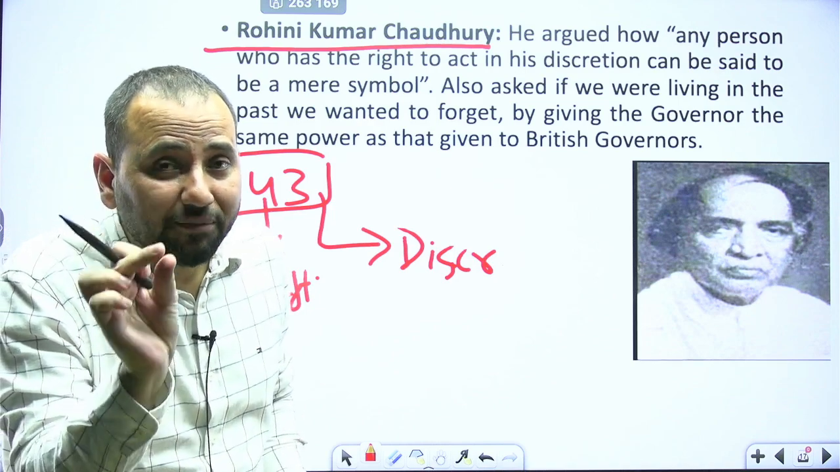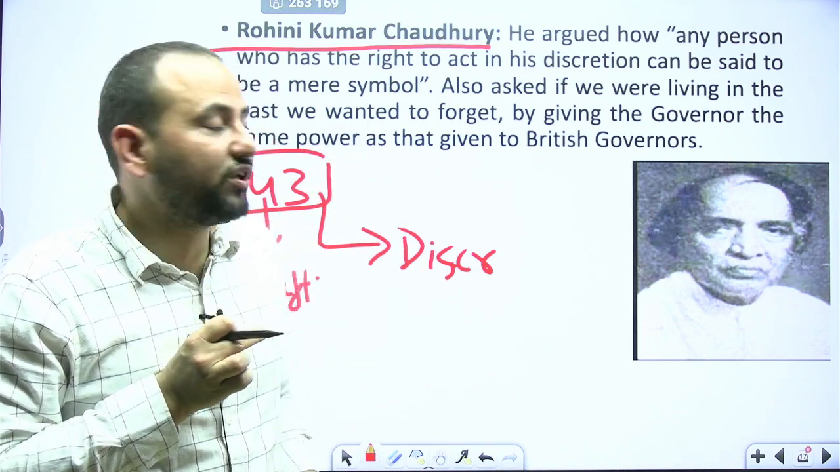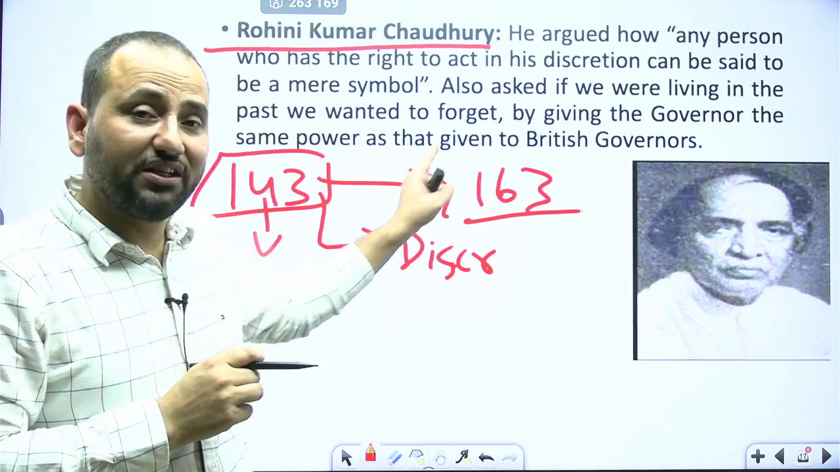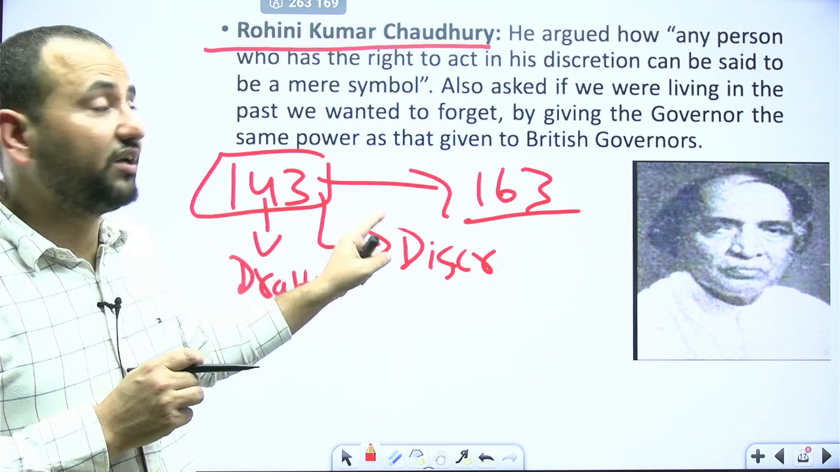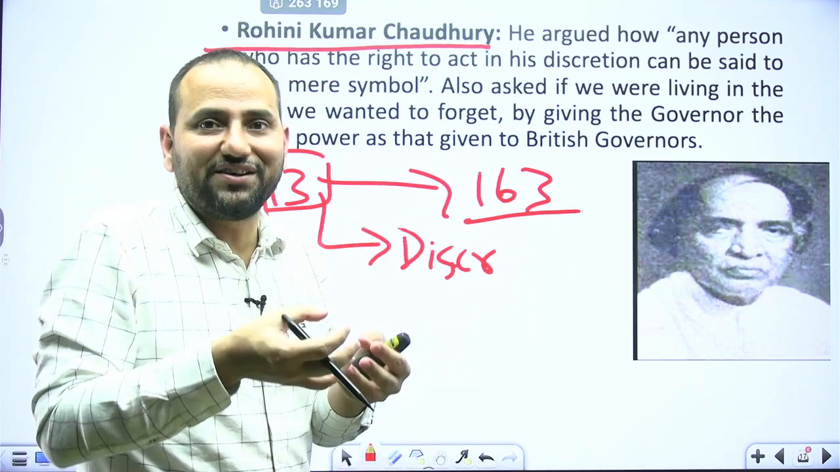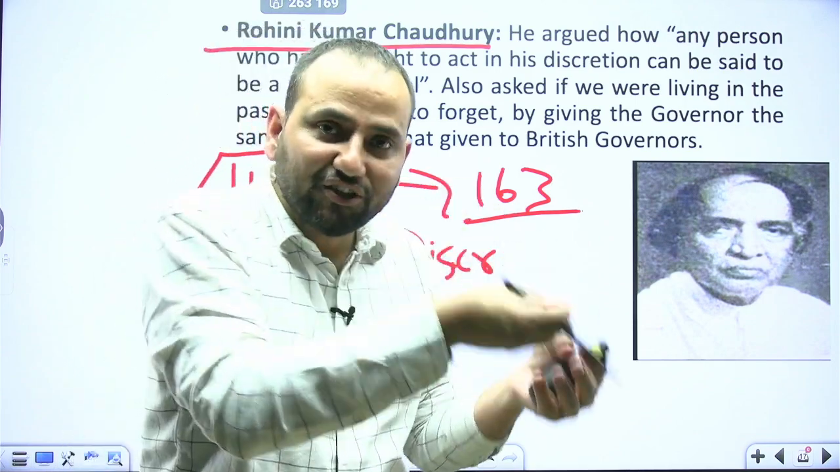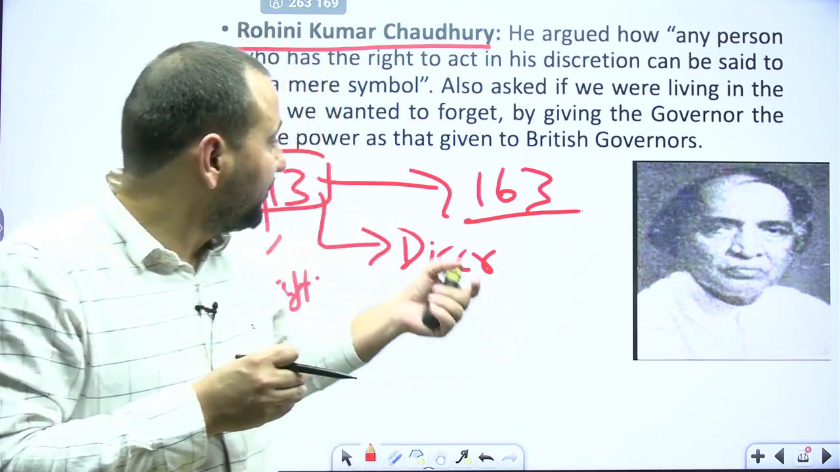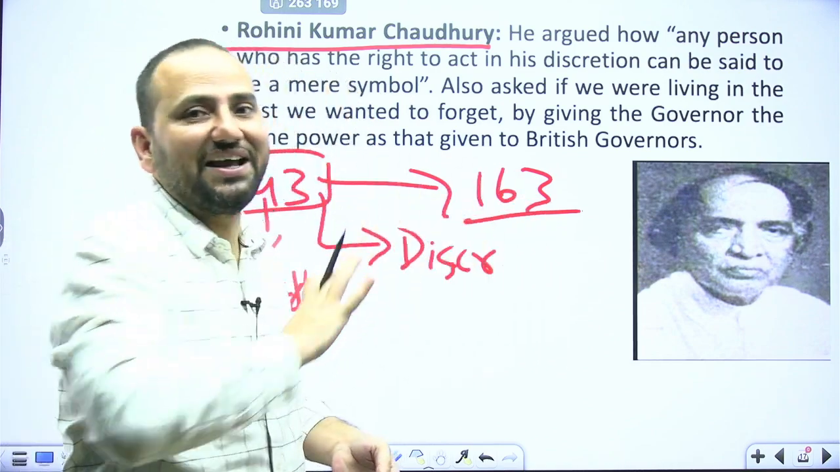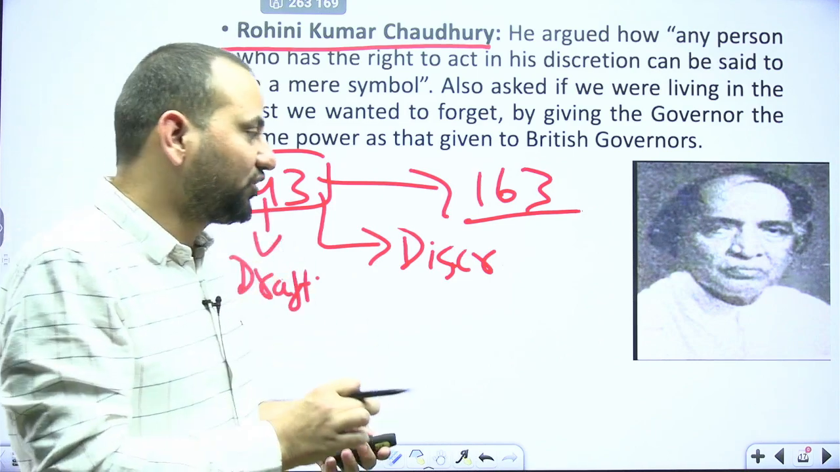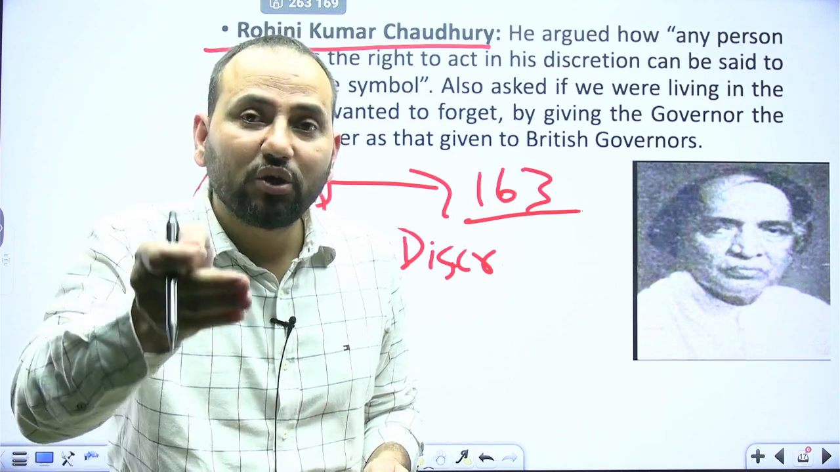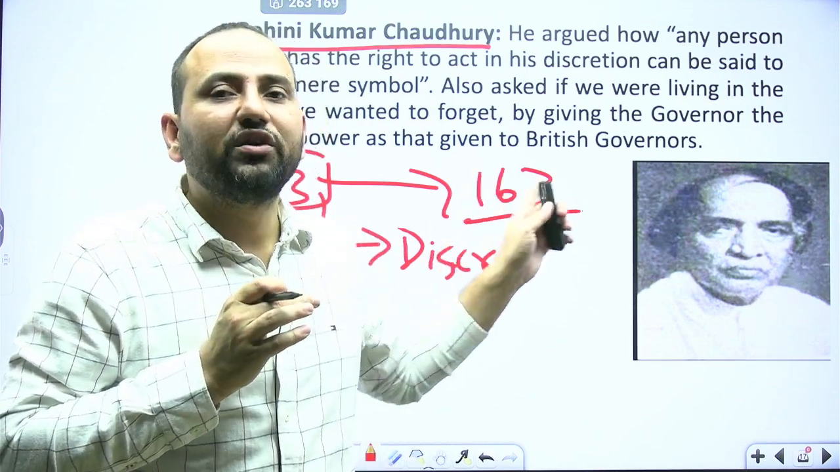Now, the term discretionary power is specified here in draft article 143. And you can see this presently in Article 163 of the Indian Constitution. So Article 163 also specifies the same thing which we had in draft 143, and that is why Rohini Kumar Chaudhary raised this question again and again: when we have this post as ornamental, when we do not have any functions, only duties, then what is the reason behind writing the term discretionary? However, finally, the same text came into existence, and if you see the structure today, the governor works on the aid and advice of the Council of Ministers, but along with that also has this discretionary power specified under Article 163 of the Indian Constitution.